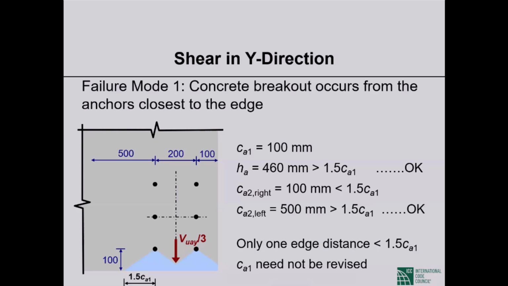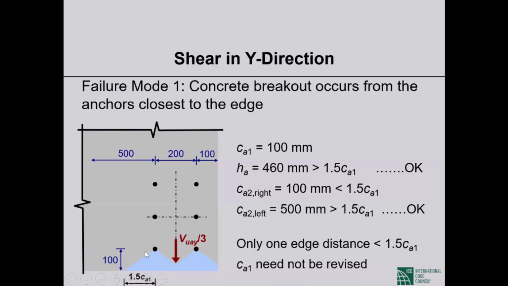So the possibilities are: those two anchors break out under 1/3 of the shear applied to the group. If that does not happen, those two anchors may break out under 2/3 of the shear applied to the group. Those two transfer their shear to those two. And if that does not happen, then the back anchors break out under the entire shear applied to the group. So we are now considering the front anchors breaking out under 1/3 of the shear applied to the group.